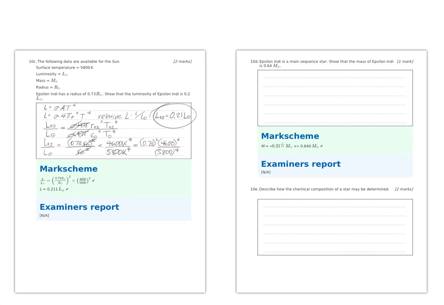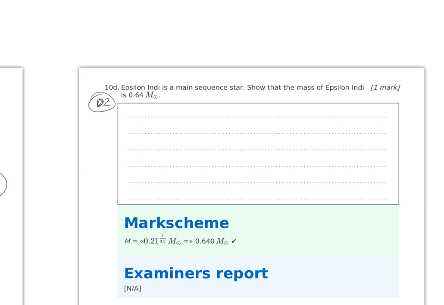Okay, so 10D says that epsilon Indy's main sequence show that the mass is 0.64 the mass of the sun. So that's one of these relative mass situations with the 3.5 going on. Again, this is another D2 question, but we're seeing a lot of that. And remembering that this relationship for main sequence is a relative relationship, and that's really what they're looking for anyway.